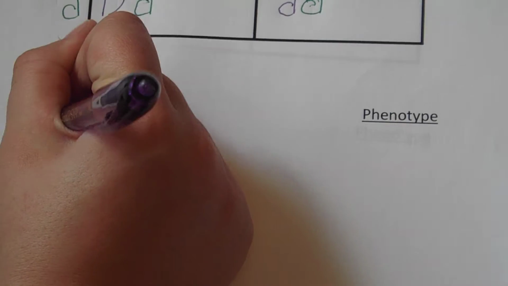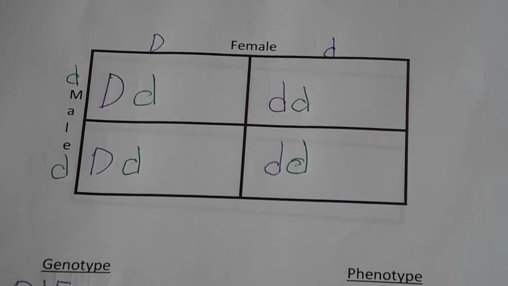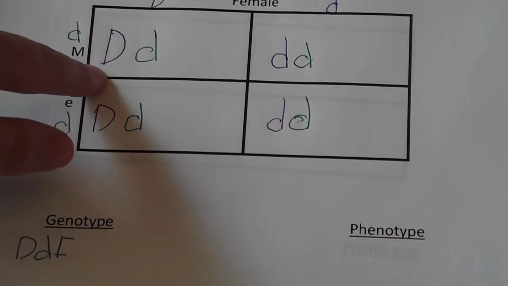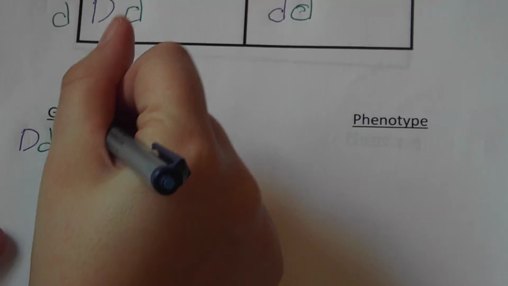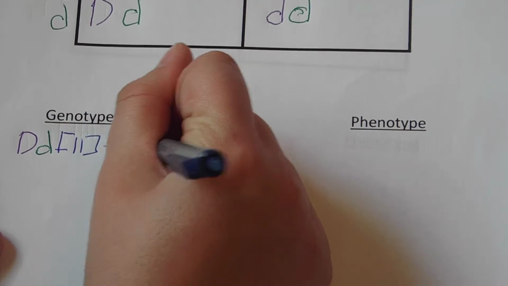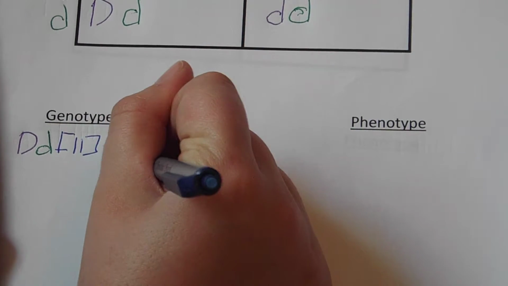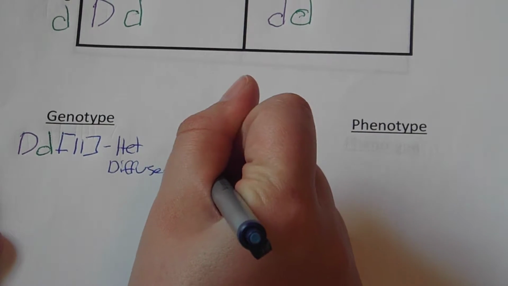But there are only two, in this particular case, two different genotypes, which would be the uppercase D and the lowercase d. And so I would then tally mark how many of those there are. And you can see from looking at the Punnett square that there are two, one right there and one right there. So I would tally mark it 2. And then I would write down het diffused. And I would also put a percentage, which in this case it'd be 50%.